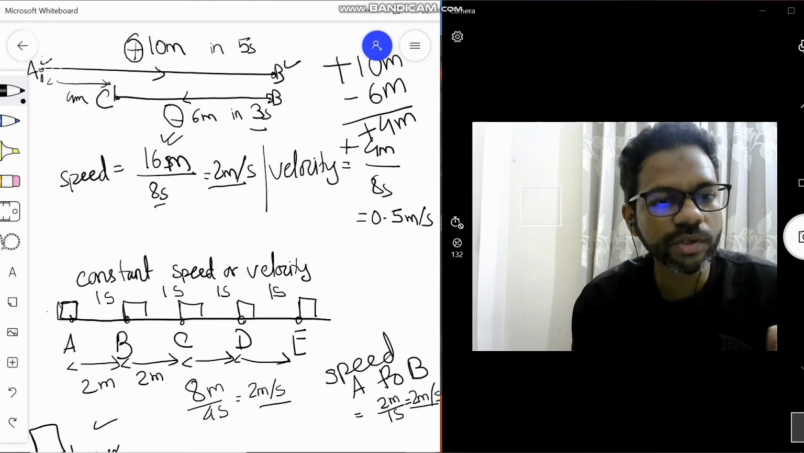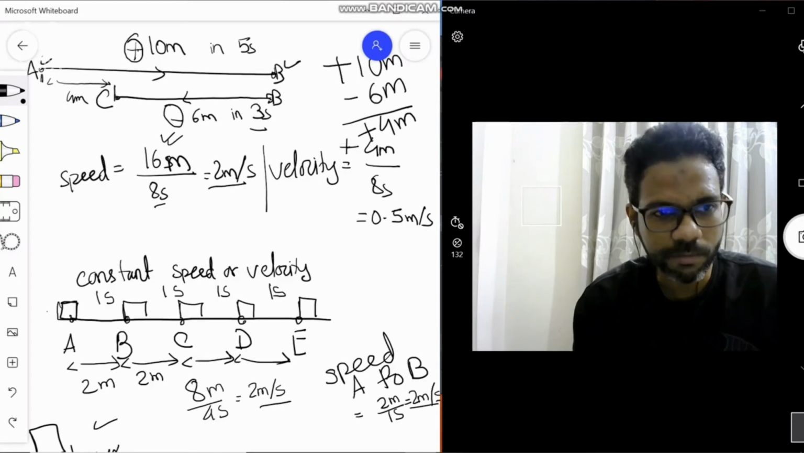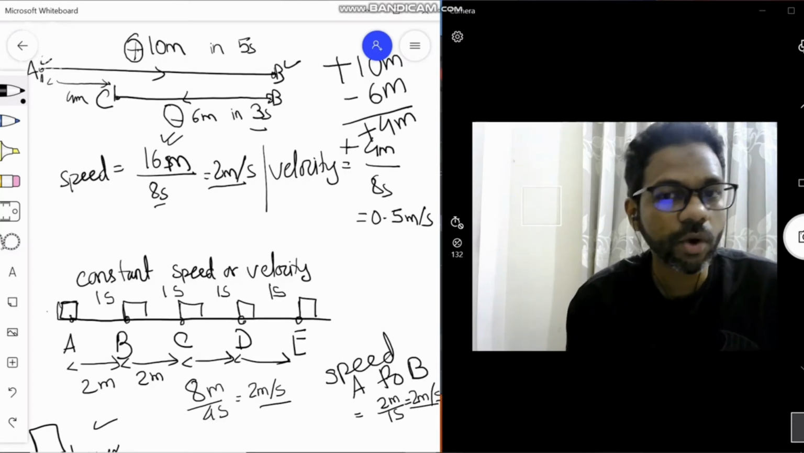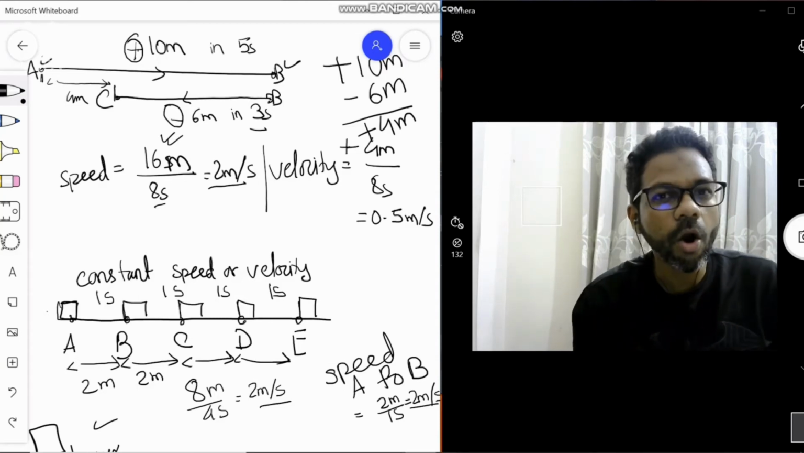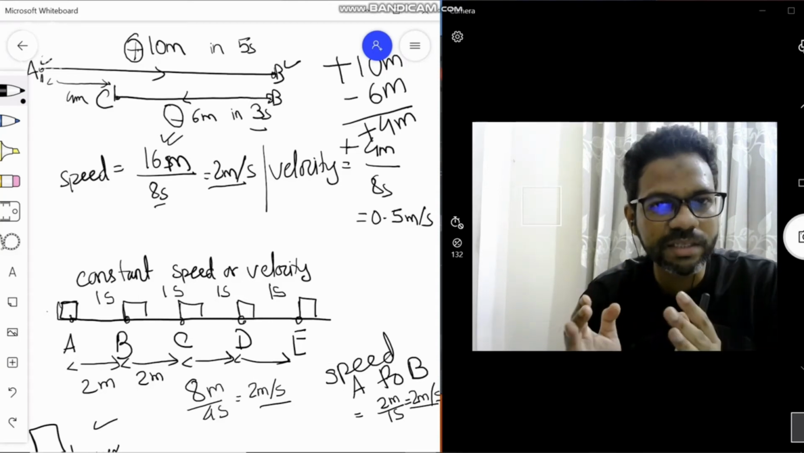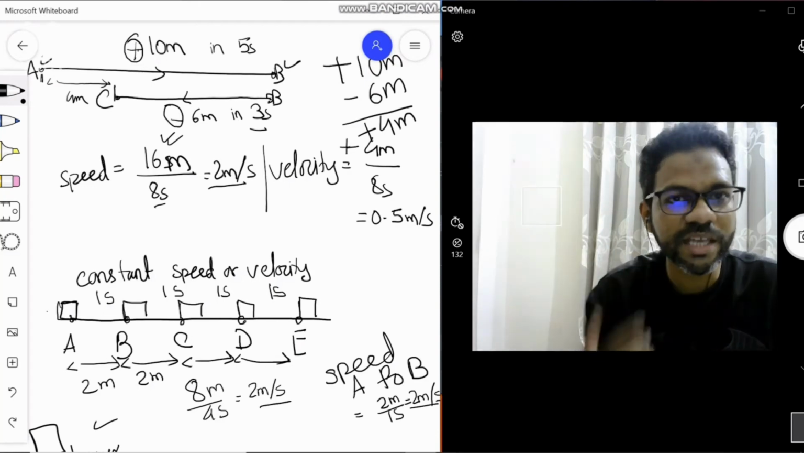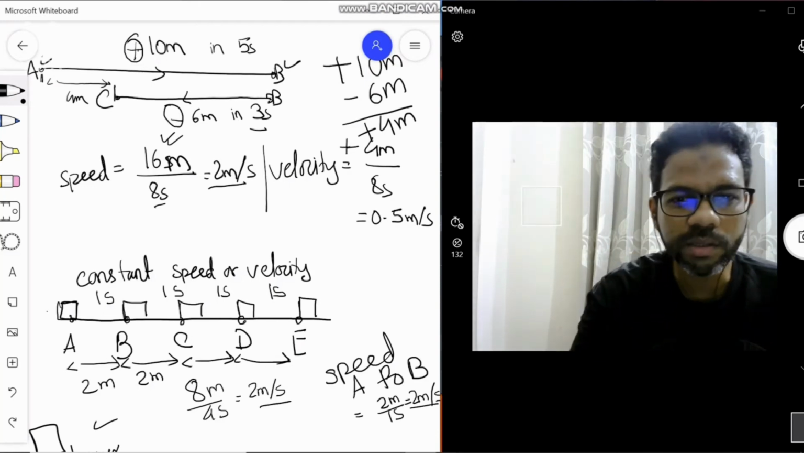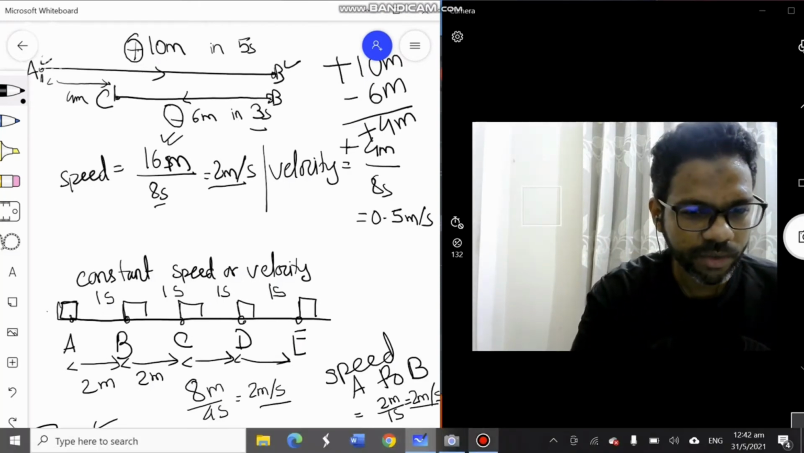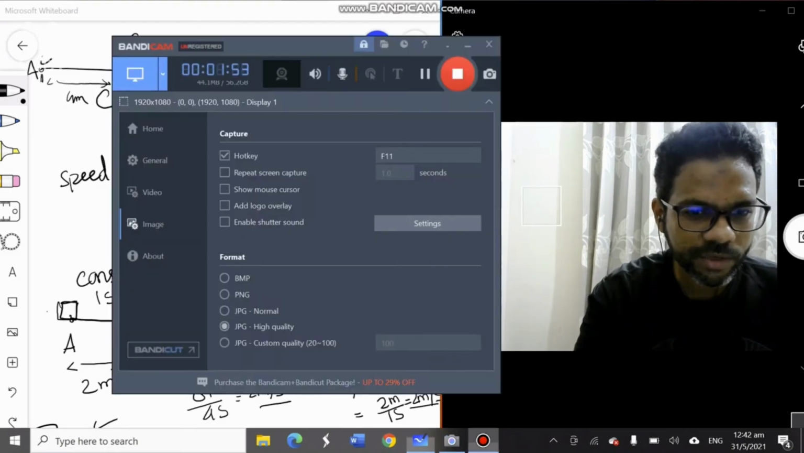Okay. So this is what constant speed or constant velocity means. So I repeat the definition. An object is said to be moving with constant velocity or constant speed only if it travels the same distance after every 1 second. Okay. All right. So we come to the next part, which is acceleration.